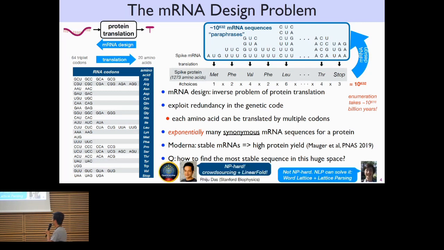So Rhiju thought it was going to be hard. There's no hope. So he wanted to do something with crowdsourcing plus my LinearFold, and he started this OpenVaccine initiative. But in his office, I said maybe there's hope. Maybe we could do something efficient, like using dynamic programming. He did not believe me, so I went on to work on it myself for a few weeks, and I realized later that we can borrow something from my old field, computational linguistics, to solve it very efficiently.